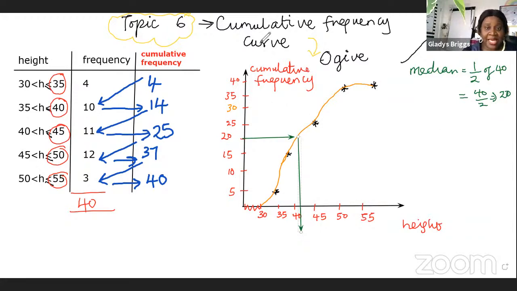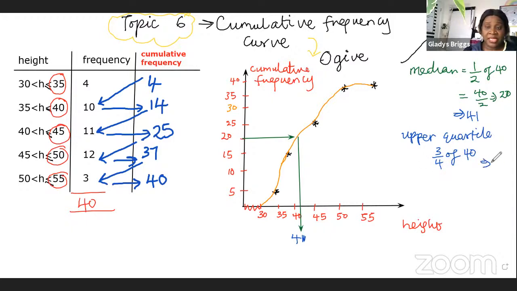So mine looks like 41. My median looks like 41 here. Okay, so I'm going to write median 41. Now my upper quartile will be equal to 3/4 of the data, 3/4 of 40, yeah? You put that into your calculator, 3/4 times 40, yeah? Or 40 divided by 4 times 3. I think that's easy. 40 divided by 4 is 10, 10 times 3 is 30.